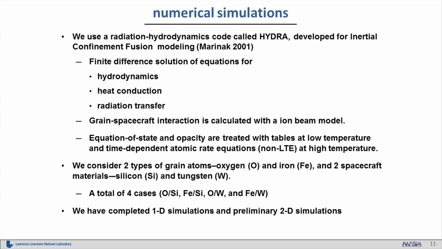And for these initial calculations, I've considered two types of grain atoms, oxygen and iron. Those are the dominant components by mass. And two types of spacecraft materials, a light element, silicon, and a heavy element, tungsten, just to illustrate or just to begin to understand some of the effects of choice of material. And so I've completed 1D simulations, and I'll tell you about those now.